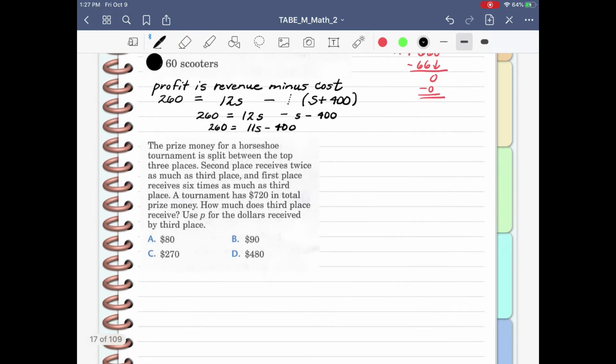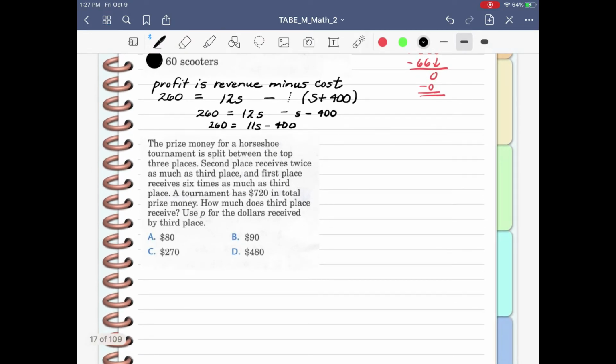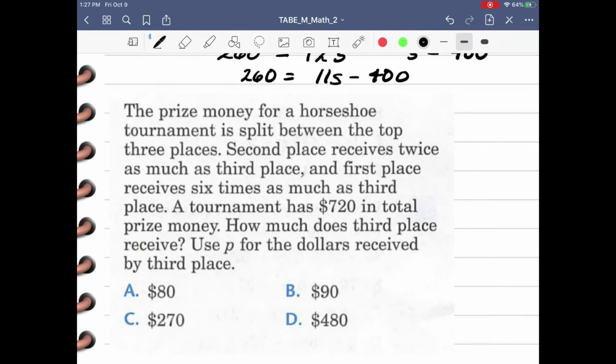Number 8. The prize money for a horseshoe tournament is split between the top 3 places. Second place receives twice as much as third place, and first place receives 6 times as much as third place. A tournament has $720 in total prize money. How much does third place receive? Use P for the dollars received by third place.